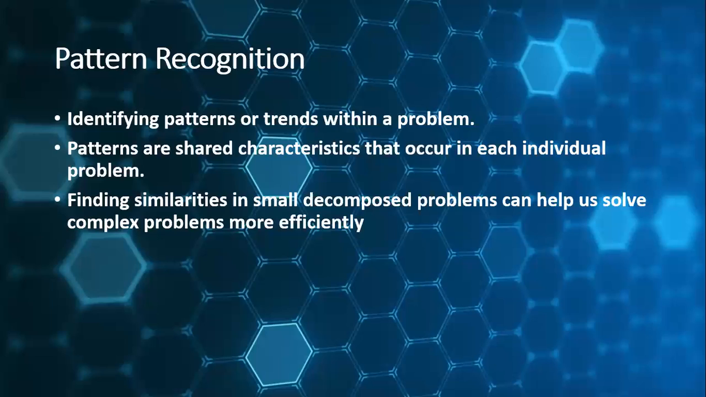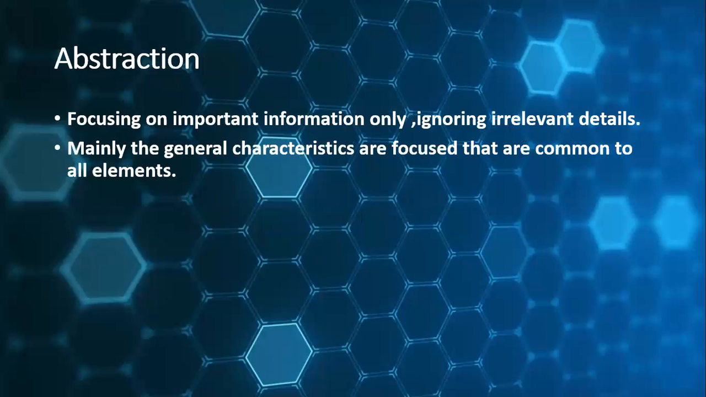Similarities in small decomposed problems help us solve complex problems more efficiently. Abstraction. Abstraction refers to focusing on important information only, ignoring all the irrelevant details. To reach a solution, we need to ignore unnecessary characteristics and focus only on relevant details. It helps to identify specific similarities and differences between similar problems to work towards a solution.